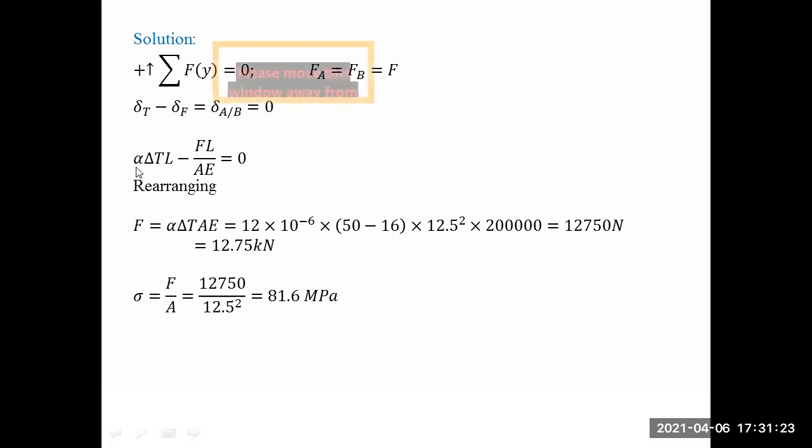So you could say alpha times delta T times L minus the force times L over AE is equal to 0. Or you could say minus alpha delta T times L plus FL over AE, because at the end we want to equate these two amounts. So you solve the problem, you get the normal stress.